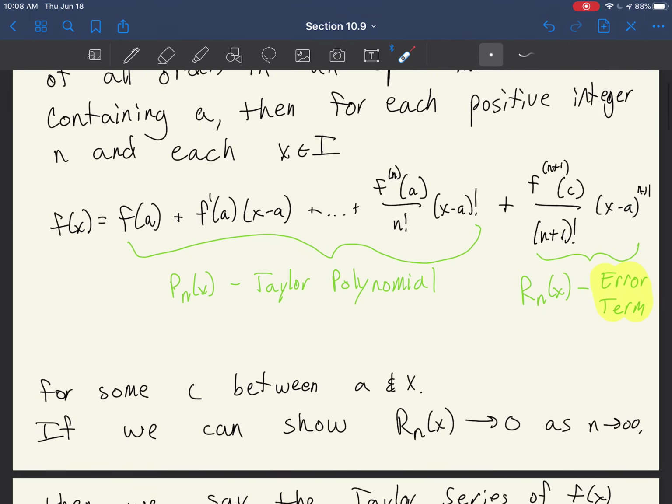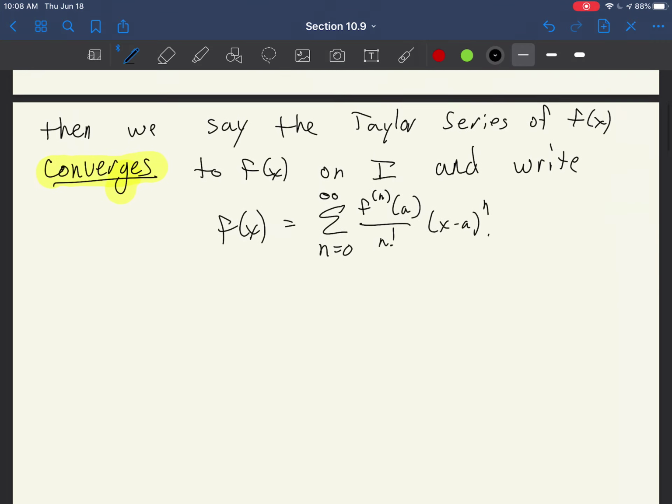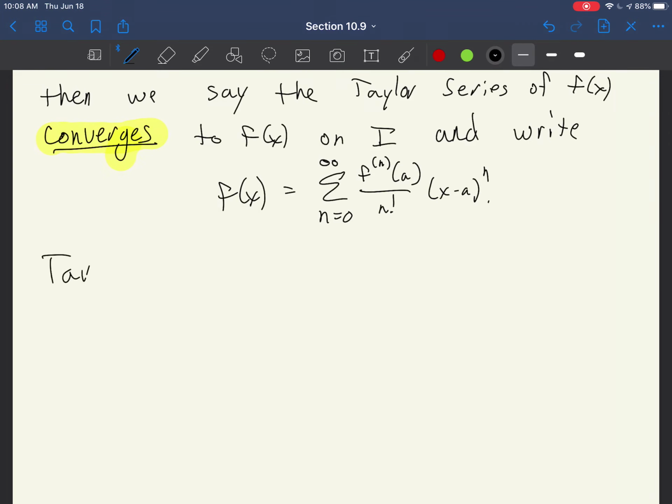This is excellent. So all we have to really do is show that this error term is going to go to 0. But there's a problem with Taylor's formula. If you look back up at Taylor's formula, and this is also true for Taylor's theorem, it just says that there exists some c. It doesn't ever tell you how you're going to find this c. And you need the c in order to show that Rn of x goes to 0.